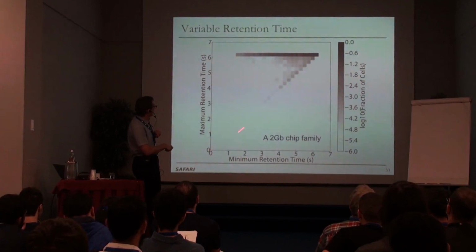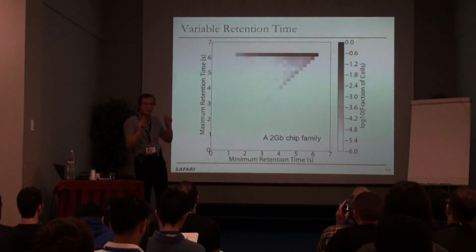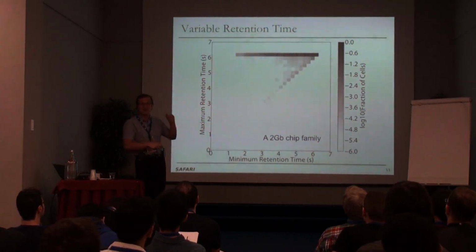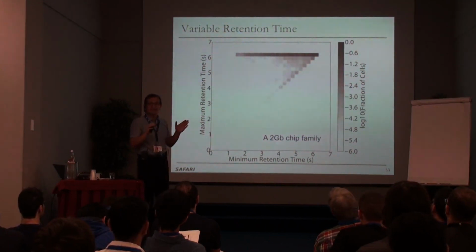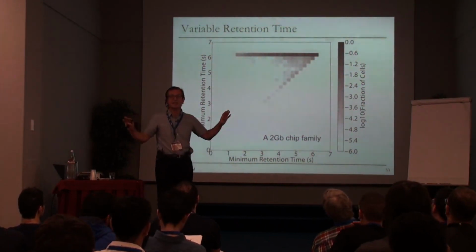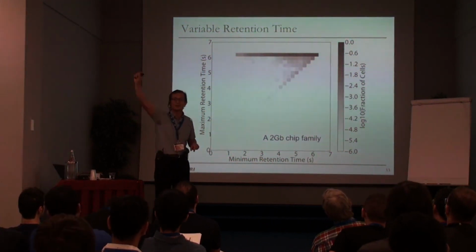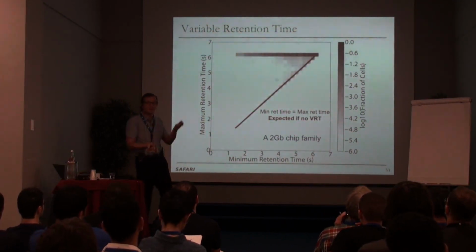We plot all cells over here. This is the minimum retention time that we see for a given cell. And this is the maximum retention time that we see for a given cell. And the maximum retention time we test is about 6 seconds over here. So ideally, if there is no variable retention time phenomenon, what would you expect? You would expect an x equals y curve, right? All of the cells fall on this line, because minimum and maximum should not differ.